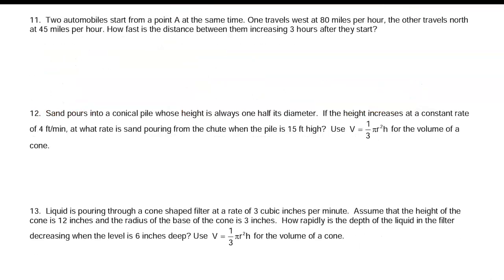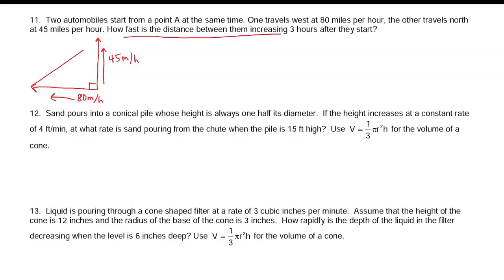Two automobiles start at point A. One is traveling west, the other north. So I'm going to set up a westbound and a northbound arrow. That means there's a right angle in between them. The westbound one is traveling 80 miles per hour. The northbound is traveling 45 miles per hour. How fast is the distance between them increasing?